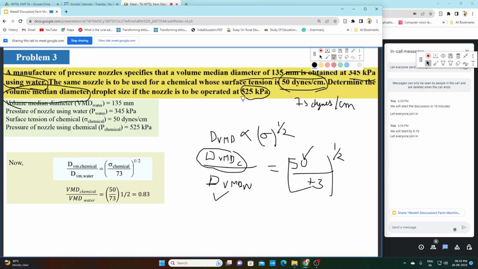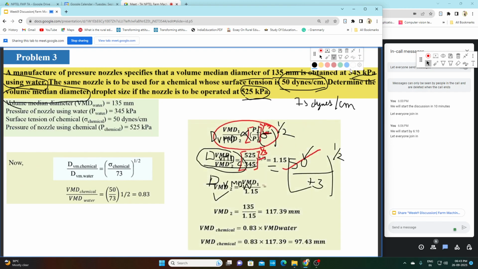Now the second part is pressure. They are also varying. Pressure is varying from 345 kilopascal to 525 kilopascal. So okay, let me erase this.